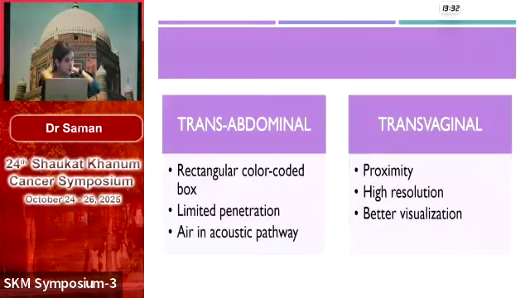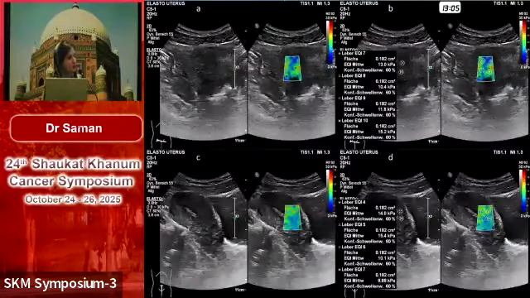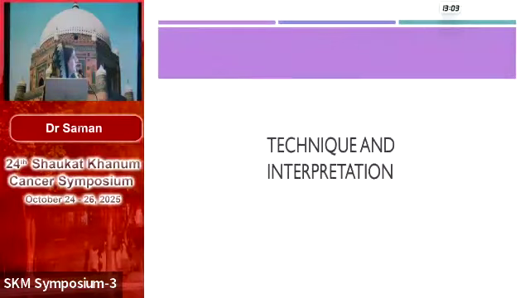Now, for endometrial pathologies, the question arises: how do we apply elastography? Either we do the scans transabdominally or we do it transvaginally. As for grayscale imaging, the simple answer is transvaginal, because of the proximity, high resolution and better visualization. For transabdominal imaging, there is a larger window, poor penetration, and air in the acoustic pathway. So results are not that good. So we go for transvaginal elastography.